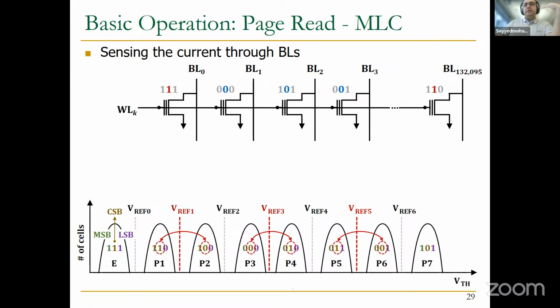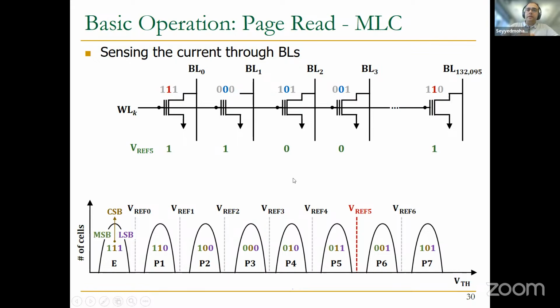So the next step is that you need to apply these reference voltages one by one. You first apply VREF5 and you will read your data. For example, for this one it is 1, 1, 1, right? Since the 1, 1, 1 is in this state, when you apply VREF5, you will read 1, because VREF5 for sure will turn on this flash cell, and we have current in the bit line, and we will consider it as 1.